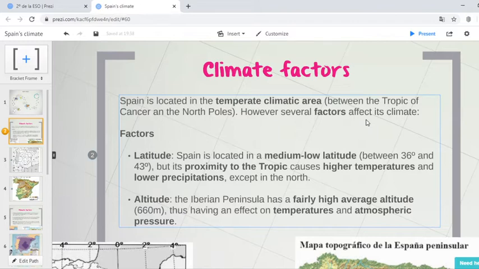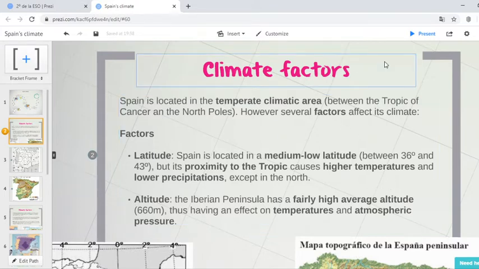So excluding the Canary Islands, Spain and the Iberian Peninsula are located between, more or less, give or take, 36 and 43 degrees north, which means that the temperatures are typically mild. But the Iberian Peninsula is pretty close to the tropics, which means that temperatures are fairly higher than, for example, in the central areas of Europe, and precipitations are lower.